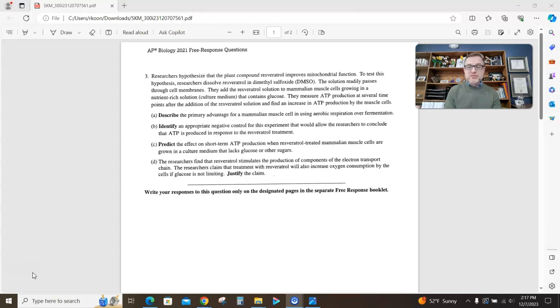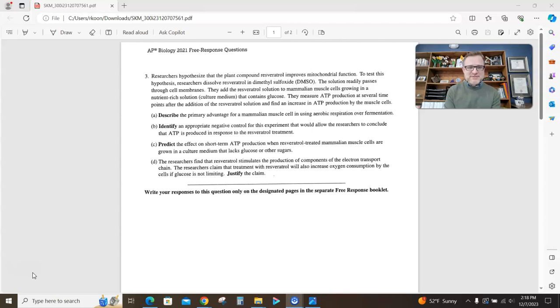All right, this is question 3 on the 2021 AP exam. Researchers hypothesized that the plant compound resveratrol improves mitochondrial function. Quick aside, I have never heard of resveratrol before. That's not something that's in the AP Bio curriculum, so if you had never heard that word before, don't let it bother you. I hadn't either.